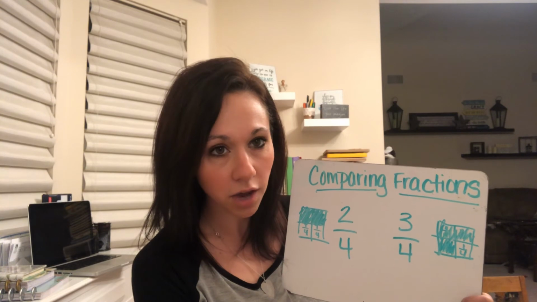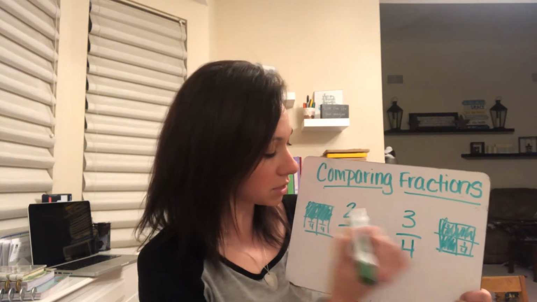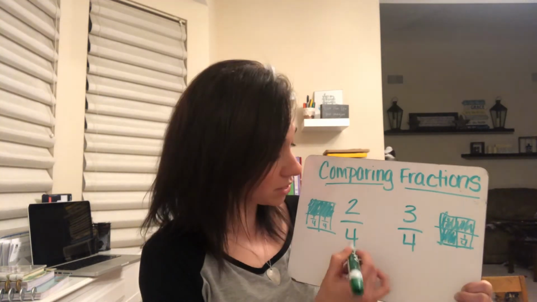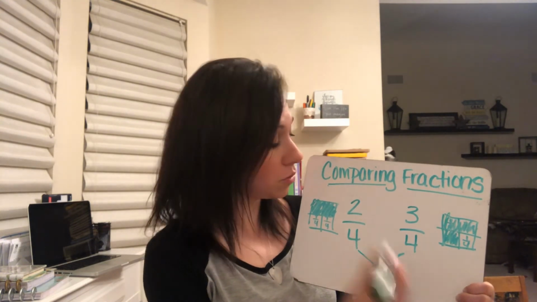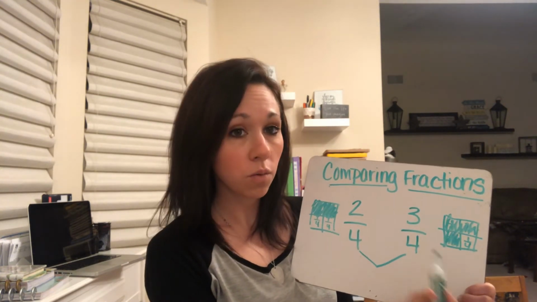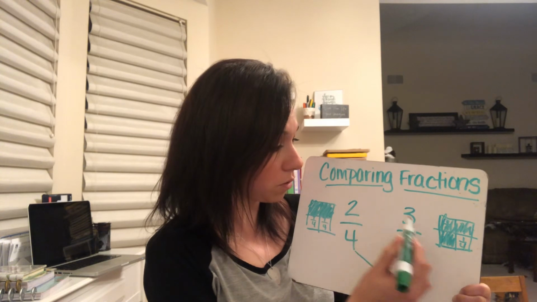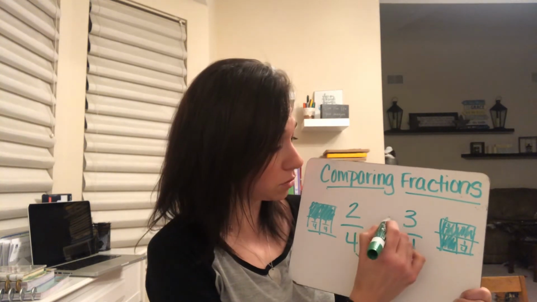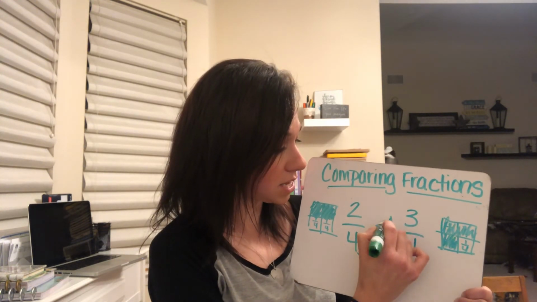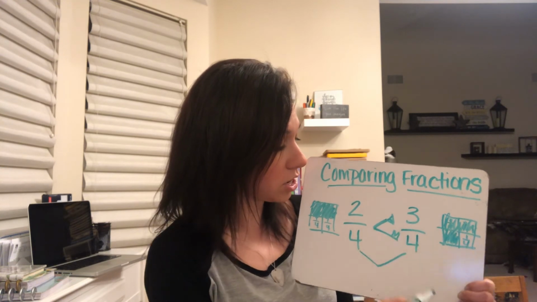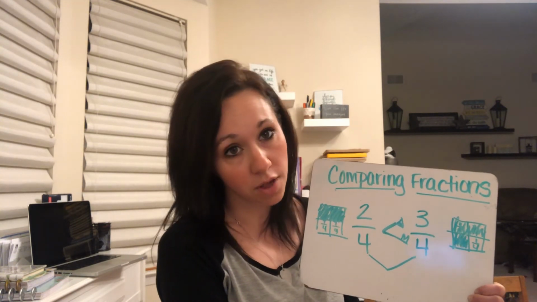So just like Mrs. Farley showed you yesterday, you can use models to tell which is greater, or if the denominators are the same, you can look at which is larger. Which is larger, 2 or 3? 3 is greater than 2. So the alligator wants to eat the numerator that is larger. So the alligator is going to eat 3/4.